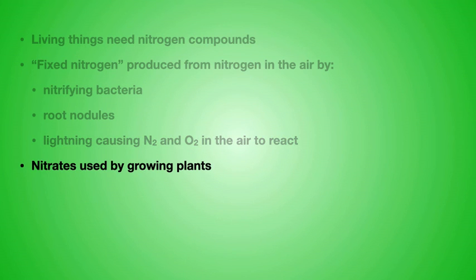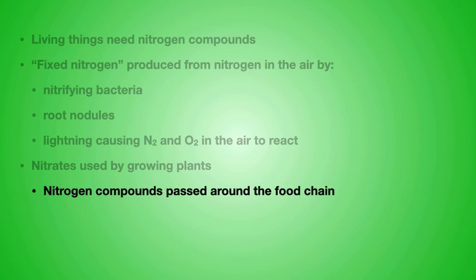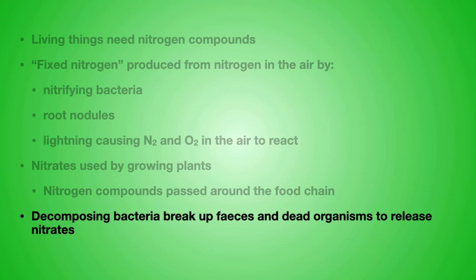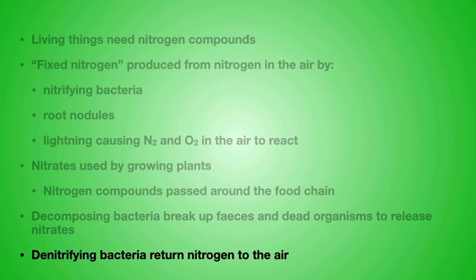Now, these nitrates are used by growing plants, and from then on, nitrogen compounds are passed around the food chain. You've also got decomposing bacteria, which break up feces and dead organisms to release nitrates. And you've also got denitrifying bacteria to return nitrogen to the air.